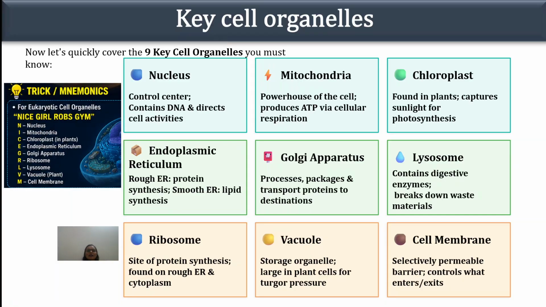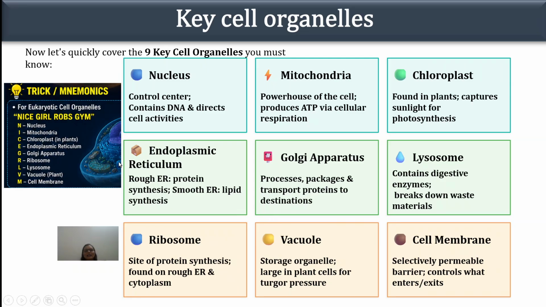Now let's move towards the key organelles present in the cell. We will quickly discuss the 9 key cell organelles that you must know. The first one is nucleus, mitochondria, chloroplast, endoplasmic reticulum, Golgi apparatus, lysosome, ribosome, vacuoles, and cell membrane. So how to remember these organelles?